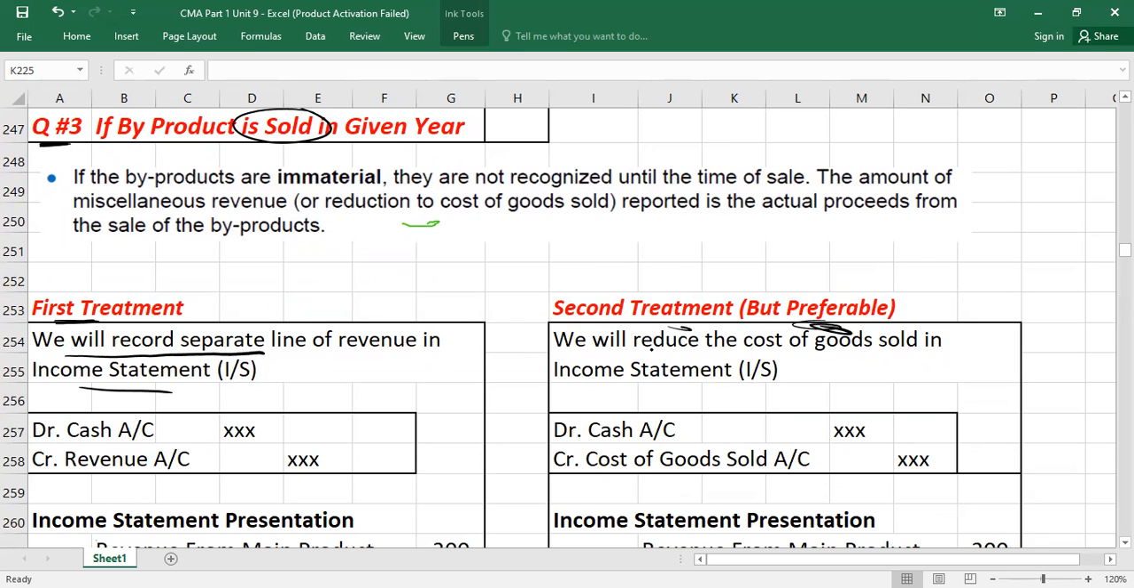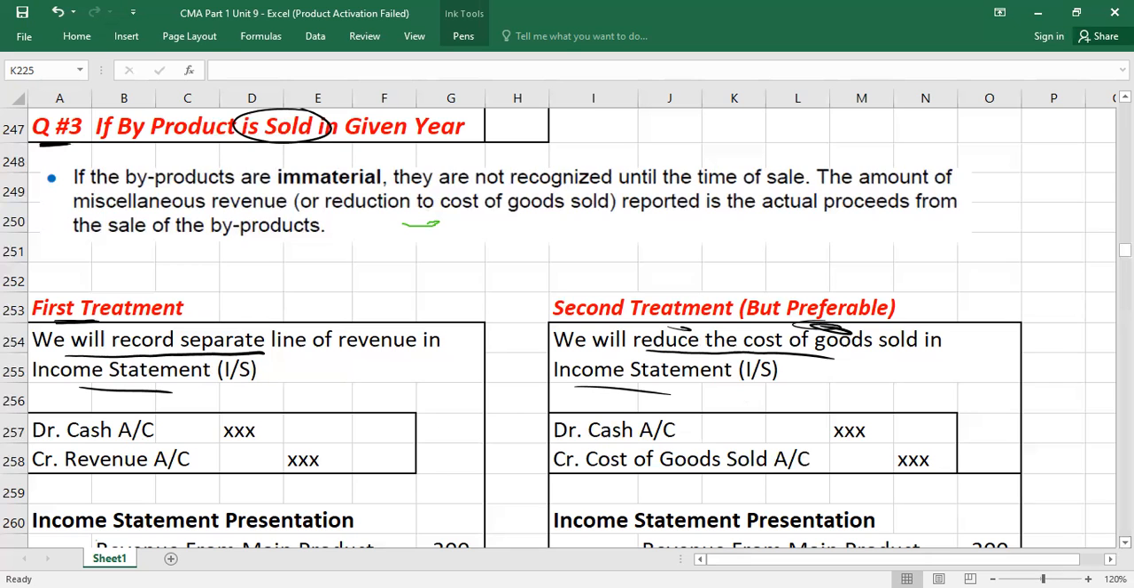So what will we do? We will reduce the cost of goods sold, because the money you are going to receive through the sale of the byproduct, you can record as a separate line of revenue, or you can deduct it from the cost of goods sold, or joint cost. You can reduce it. Understood? So both will give you the same final profit, but it is just a presentation difference.